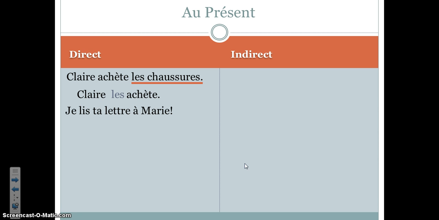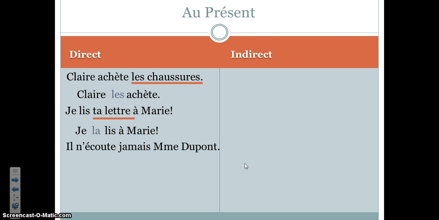So let's look at this next example because we have 2 different objects in the sentence. Je lis ta lettre à Marie. So we find our verb, lis, reading. Who's doing the reading? I am. What am I reading? The letter. And to whom am I reading it? To Marie. So which of these is the direct object? Well, the direct object doesn't have anything in front of it, whereas an indirect object will have that preposition à in front of it. So my direct object is ta lettre. If I wanted to replace this with a pronoun, I'm going to pick la, and notice that it goes in front of the verb. Je la lis à Marie.